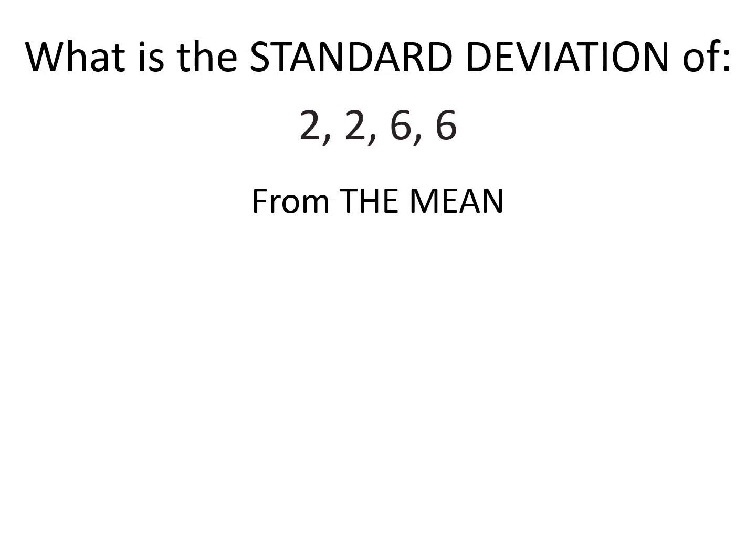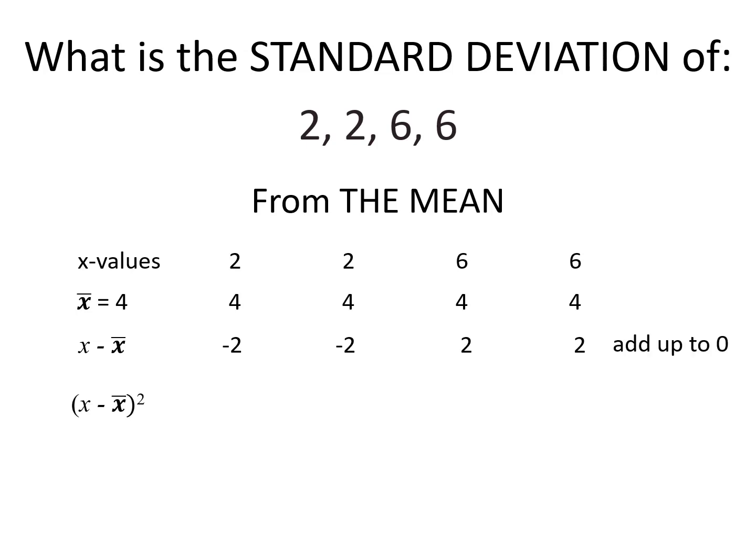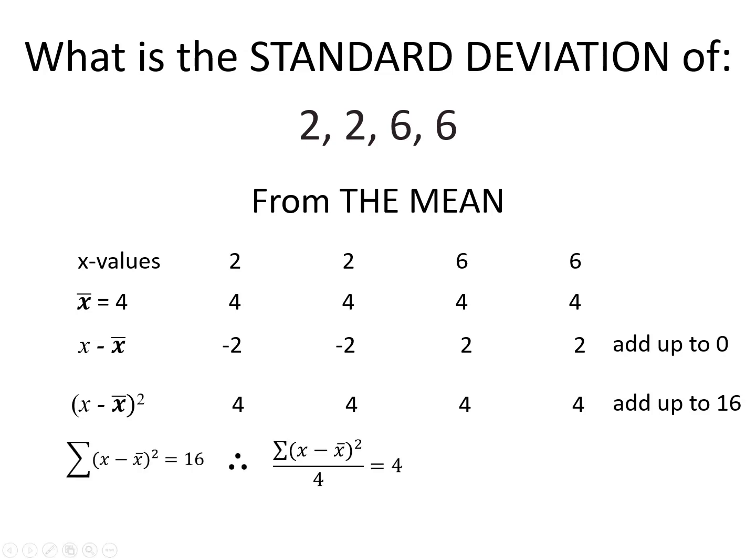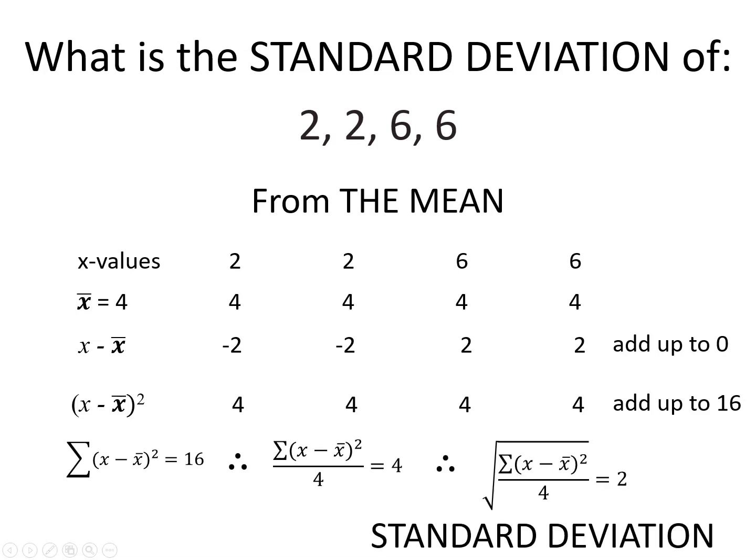Okay, once more with a slightly different set, just to show you it wasn't a fluke. There's my set of numbers. There are my x values. There's my mean. Once again, I work out all my x minus x bars, so 2 minus 4, 2 minus 4, 6 minus 4, 6 minus 4. As ever, they add up to 0, but when I square them all and get a bunch of 4s, they add up to 16. The most important thing is they don't add up to 0. So I add up the squares of my deviations, divide by how many I've got, square root the answer, and get a standard deviation of 2.